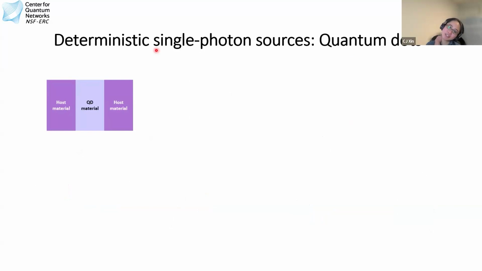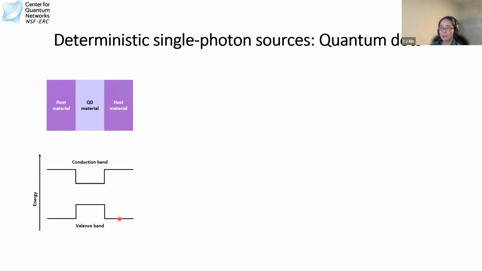Like you saw earlier when Marko talked about slab waveguides, we are looking at a lot of sandwiches of materials. In the case of a slab waveguide, what we're interested in is the refractive index contrast between the materials. In this particular case, for making a quantum dot, what we're interested in is the band structures of the materials. Specifically, we want the quantum dot material to have a different band gap compared to the host material.